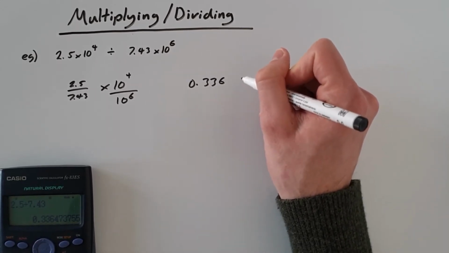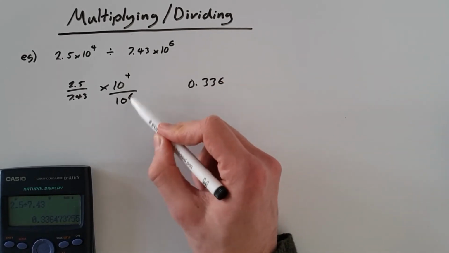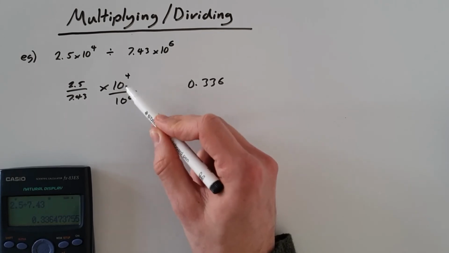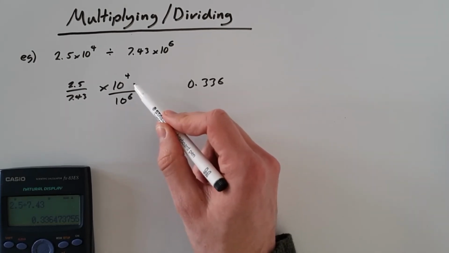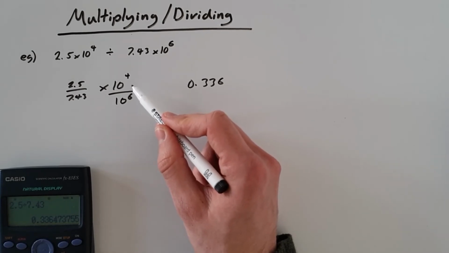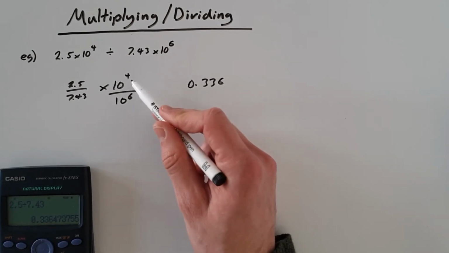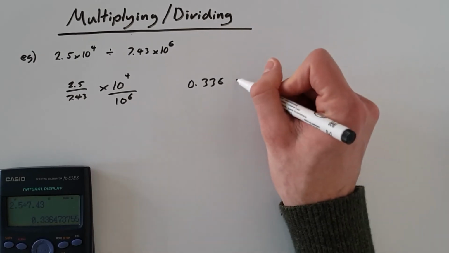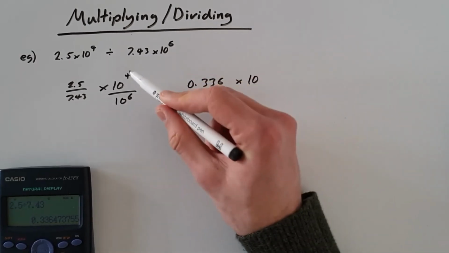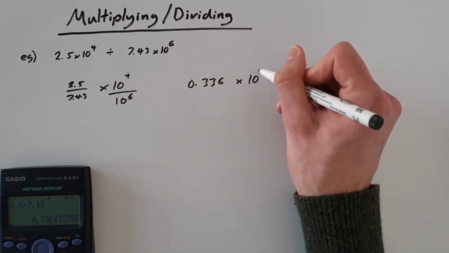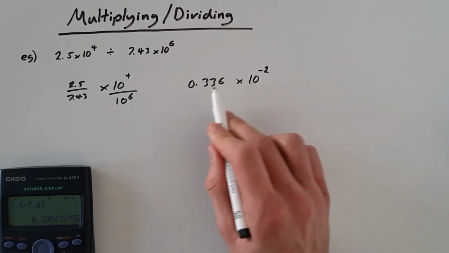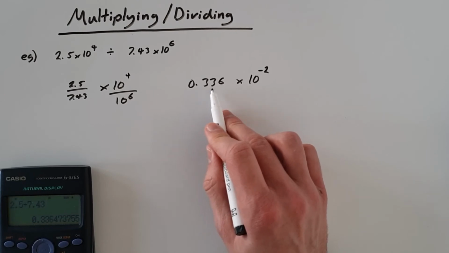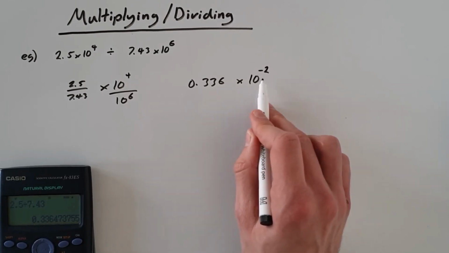This time, when we have over here our powers of 10, now we are dividing them, whereas before we added them together because we were multiplying. Now that we're dividing, we want to subtract them. So this now becomes times 10 to the power of 4 minus 6, which is minus 2. So that gives us 0.336 times 10 to the minus 2.